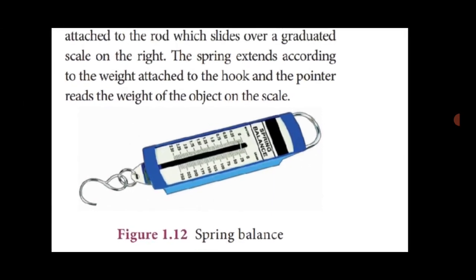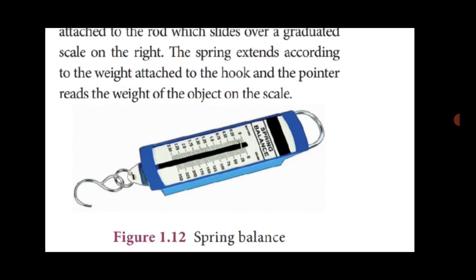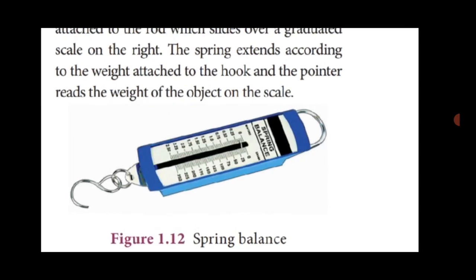These are the four different instruments used for measuring mass. What are the four balances? First one, common balance or beam balance. Second one, physical balance. Third one, digital balance. The last one, spring balance.